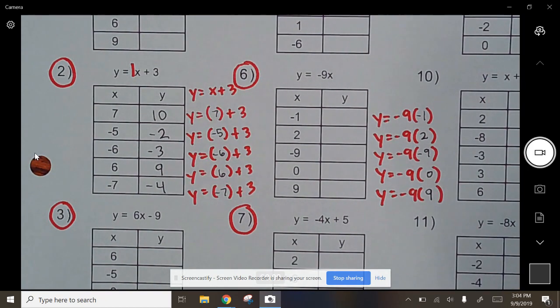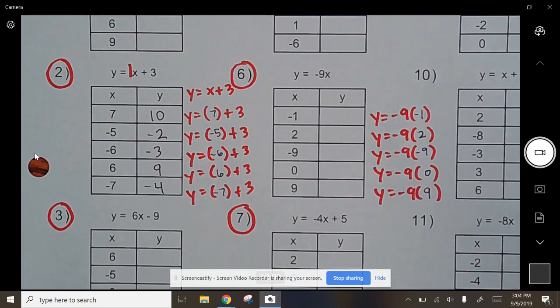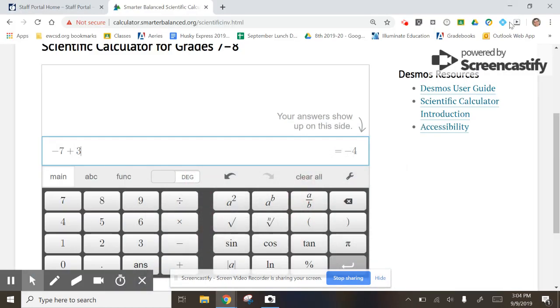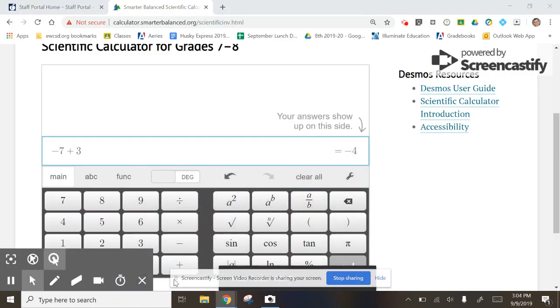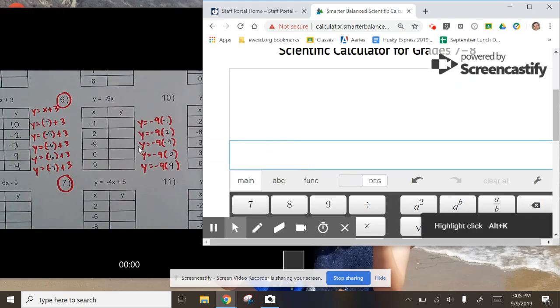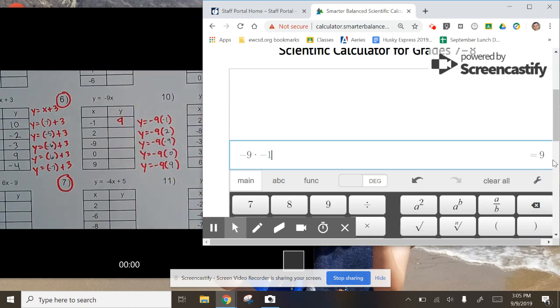And when you're on the calculator, you're going to be using this method, okay? I want to make sure you understand with the calculator what's going on here. So if I go ahead and minimize this, let's see if I can pause this. Okay, as I look at this, I'm seeing -9 times -1. I'm going to type in -9 times -1, and I'm going to get +9, okay? Negative times a negative is a positive.